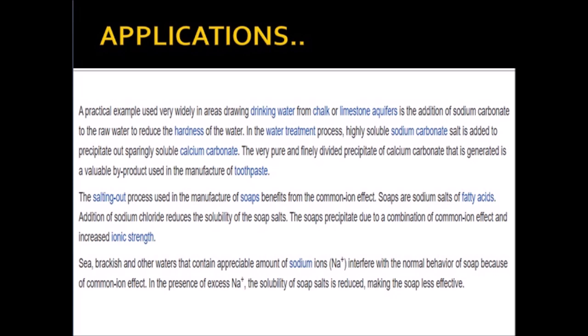The salting out process used in the manufacture of soaps benefits from the common ion effect. Soaps are sodium salts of fatty acids. Addition of sodium chloride reduces the solubility of the soap salts. The soap precipitates, due to the combination of common ion effect and increased ionic strength. Sea water, brackish and other waters that contain appreciable amounts of sodium ions interfere with the normal behavior of soap because of the common ion effect. In the presence of excess Na+, the solubility of soap salts is reduced, making the soap less effective.